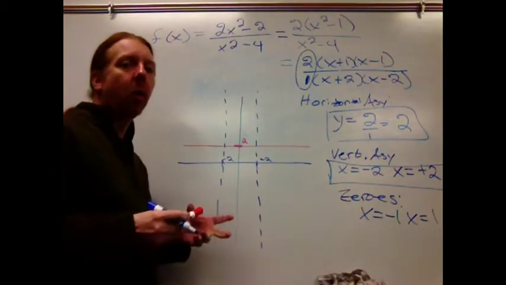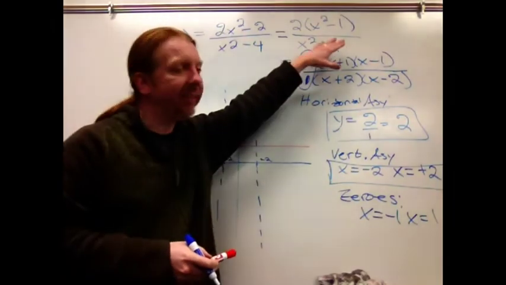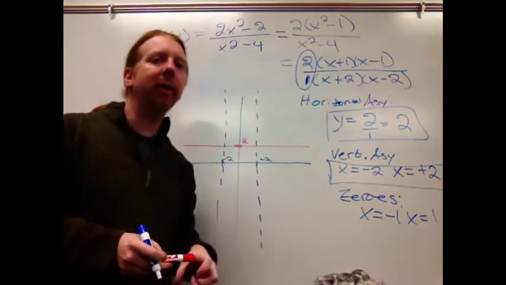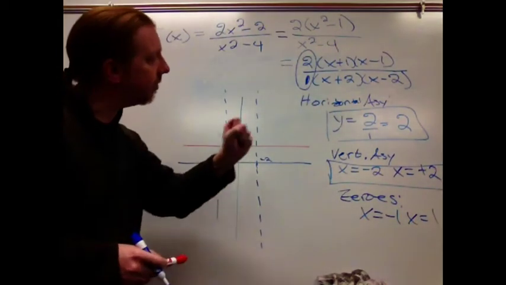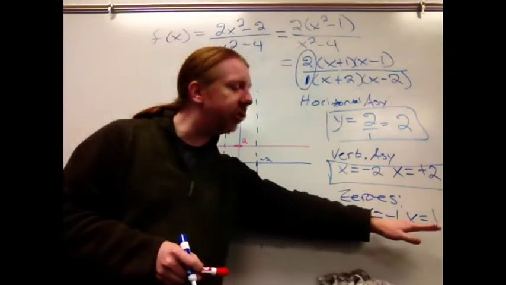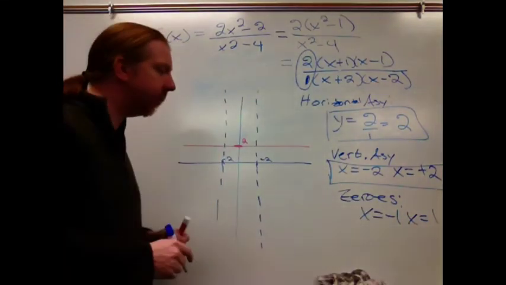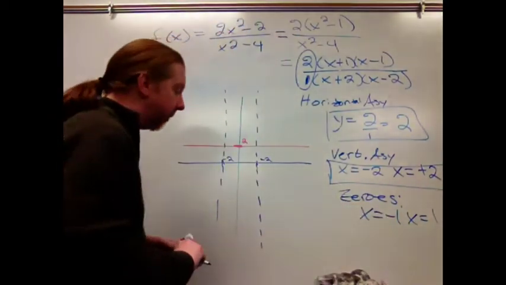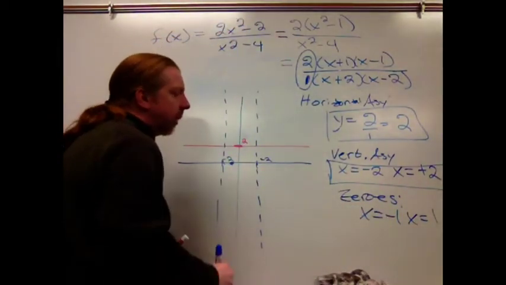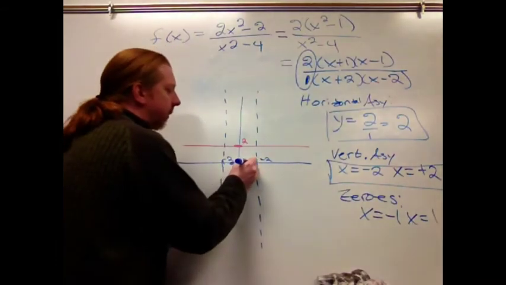I don't have any holes. Nothing gets canceled, so I don't need to worry about any of those discontinuities. I do have to worry about the fact that I do have zeros. Zeros are part of my graph, so I'm going to add those on. So there's a 0 at negative 1 and a 0 at positive 1.